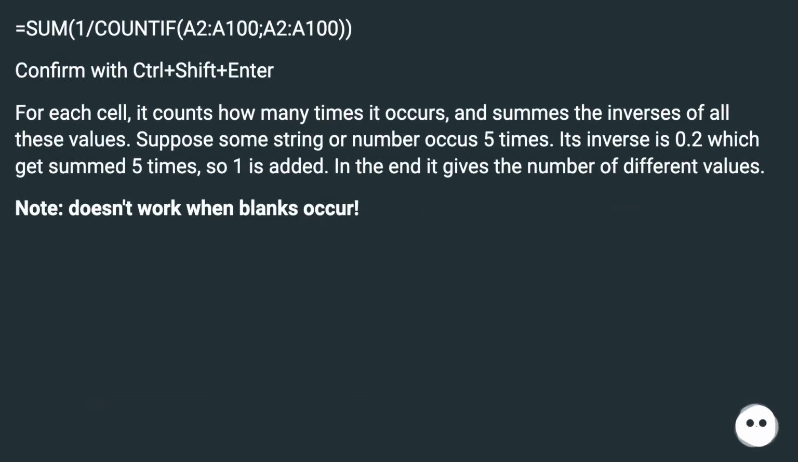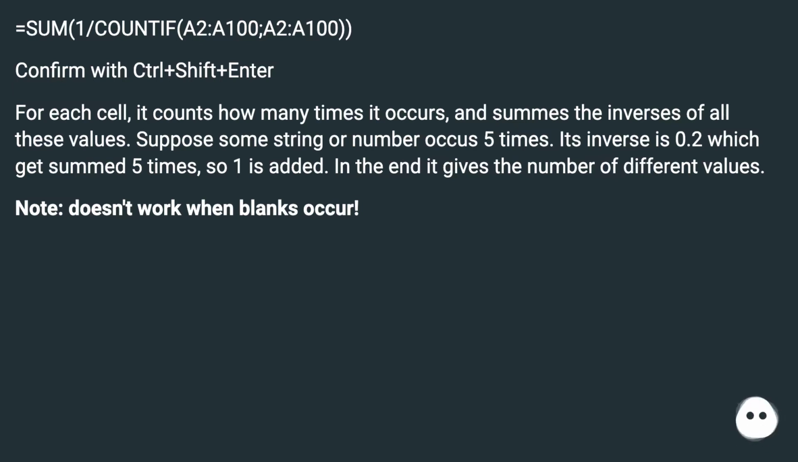=SUM(1/COUNTIF(A2:A100,A2:A100)). Confirm with Ctrl+Shift+Enter. For each cell, it counts how many times it occurs, and sum is the inverses of all these values.